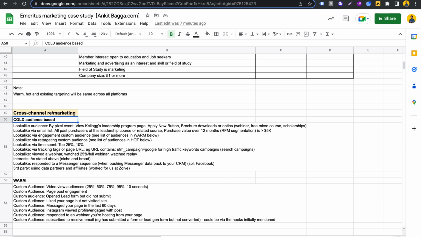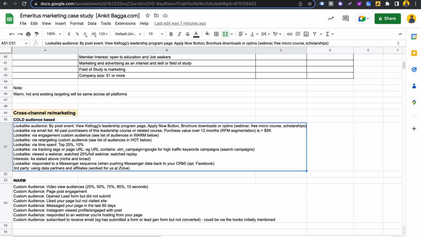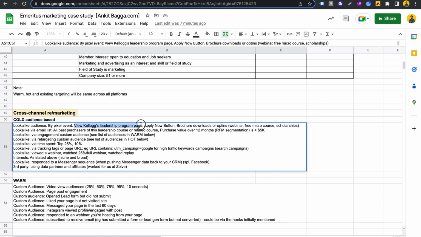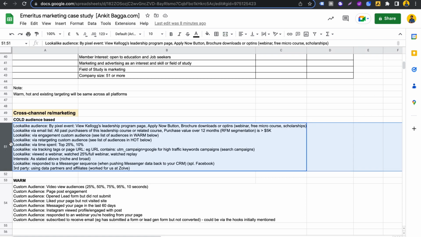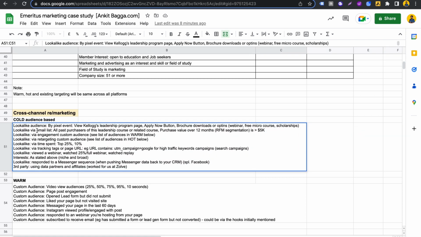Cross-channel and remarketing, this is very interesting. If you look at the cold audience, these are the lookalike audiences that you could target as part of the cold. So you could target the lookalike audience of the people who are visiting the leadership program page, people who are clicking the apply now button, downloading the brochure, people who are opting in for the webinar, the course or the scholarship, people via email list, so people who are opting in. Similar to that audience, I want to target as cold.